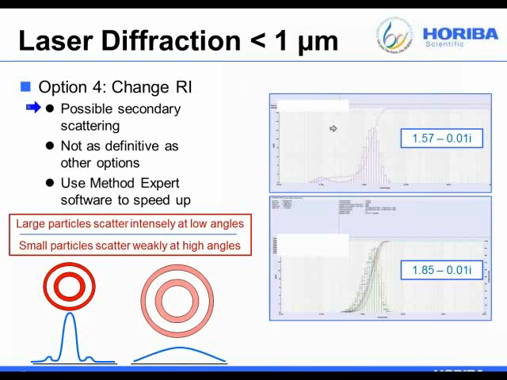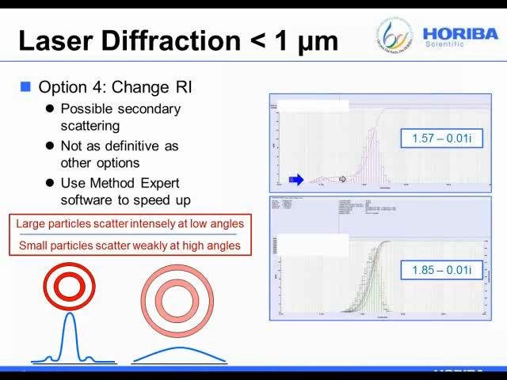I give an example here that came across my desk a little while ago of the same result being measured in two different facilities, both in LA950s, but using different refractive indices. So in one case they're using 1.57 as the real term, and in the other one they're using 1.85, and they get two different particle size distributions. And the question that was posed to me was, which one's real? Is this small mode here below 1 micron real or not?